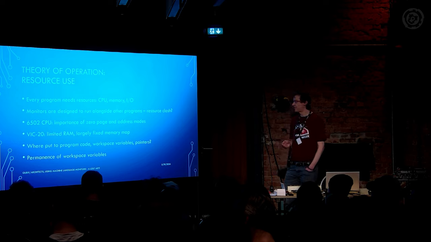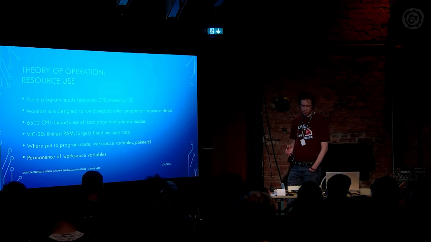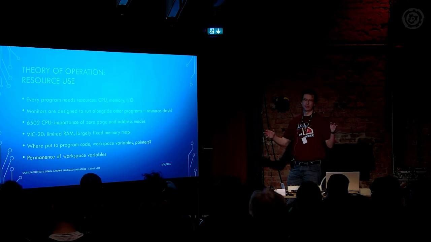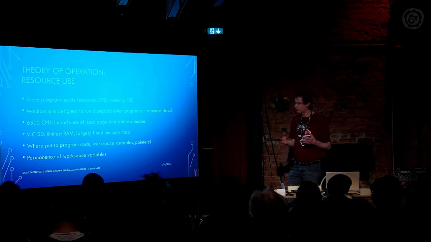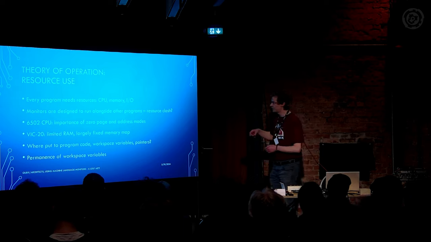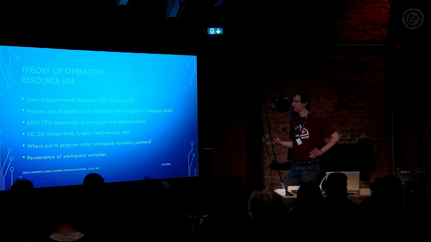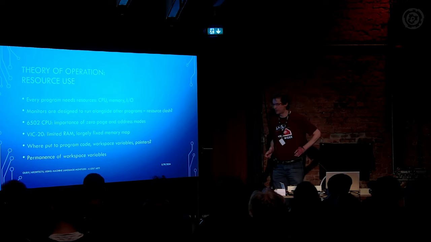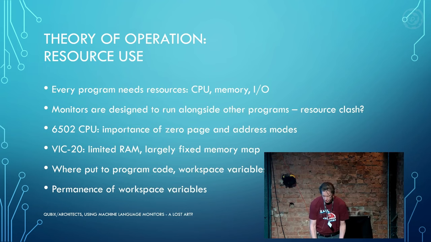And the final question is, when we include a monitor in the system, where should its code be placed? Where should its workspace be placed? Because also a monitor needs some workspace variables where it keeps some info like the input line, or some info like when it translates instructions given in an input line into machine code. It just needs a little bit of memory to work with. And the pointers, that means really pointers into the address space of the CPU, they would need to go into the zero page. There is also an aspect about the permanence of workspace variables, but I will cut that short.